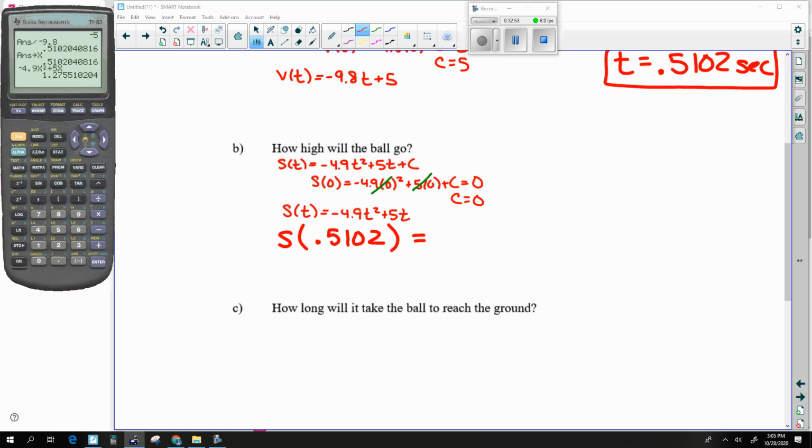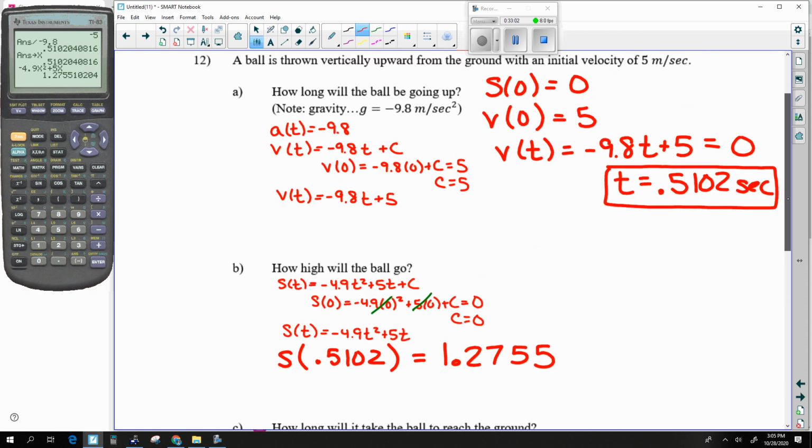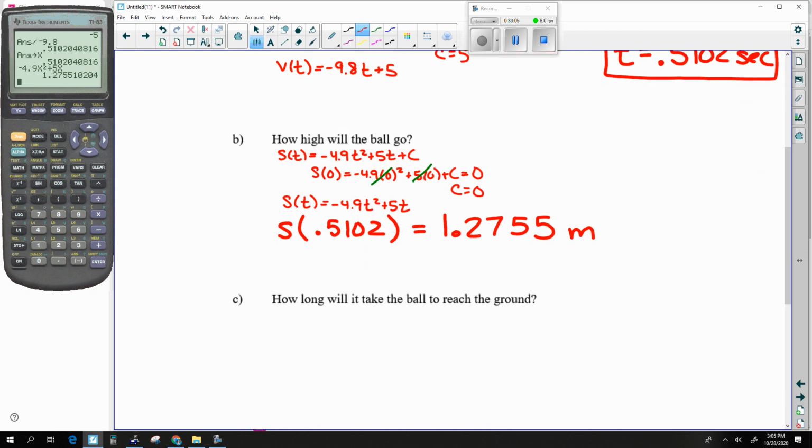Sorry. Usually it's a more substantial number. And so this is 1.2755. And this measurement is in a position, so that is going to be meters.